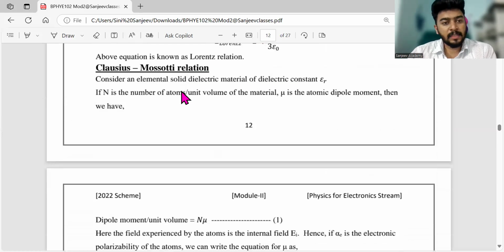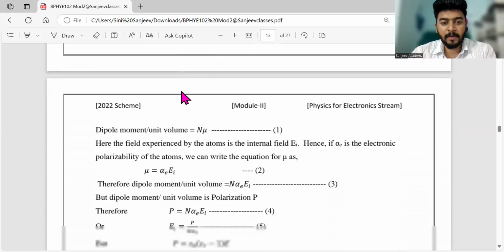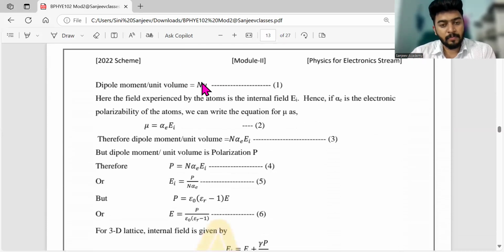And the most important thing is the Clausius-Mossotti relation. Okay, so dipole moment per unit volume is N mu, where mu is equal to alpha EI. EI is the internal electric field. Dipole moment per unit volume is nothing but N into alpha EI. This alpha EI is basically mu. I'm substituting 2 in equation 1.